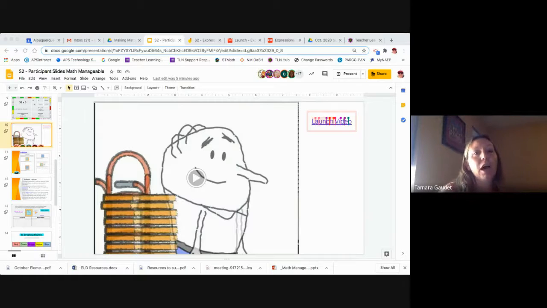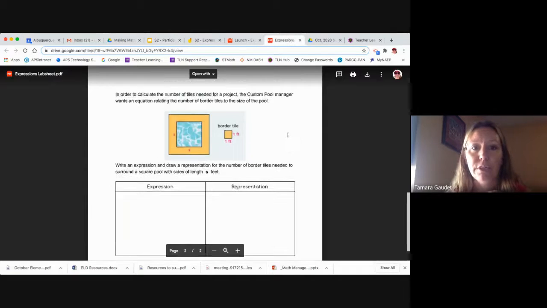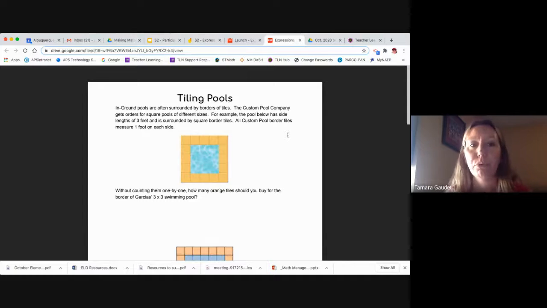Okay, cool. All right, so this is an oldie but goodie activity that I love, love, love. It's tiling pools. And what you're going to be doing is, let me move to the next slide, there is a lab sheet. Normally I would give you this lab sheet and hand it out to you, but since we don't have that option, you're going to need paper and pencil to do this. I'm going to pop over to another tab so you can see what it is. And it's the tiling pools problem.